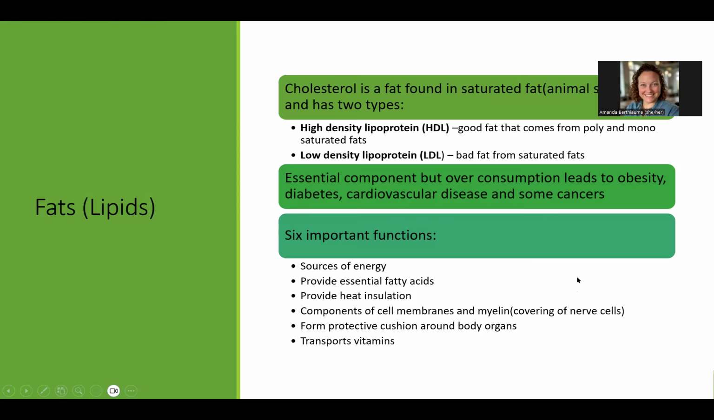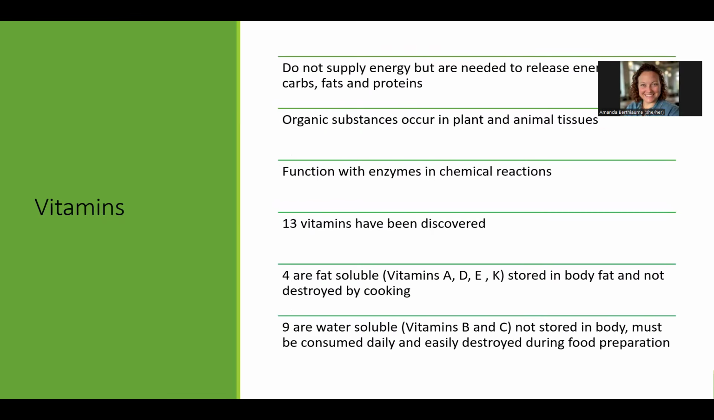But overconsumption leads to obesity, diabetes, cardiovascular disease, and cancers. So again, overeating can lead to a lot of health issues, and undereating can also lead to a lot of health issues. It's all about that homeostasis, getting it just right.